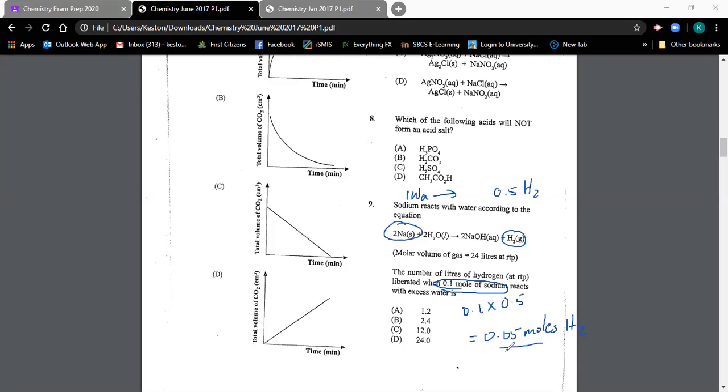But they don't want this in moles, they want this in volume, right? They want the number of liters of gas. The molar volume of the gas, when they say molar, what they're saying here is 1 mole of the gas is equivalent to 24 liters at RTP. So if 1 mole is 24, then 0.5 moles will be 24 multiplied by 0.5, right?